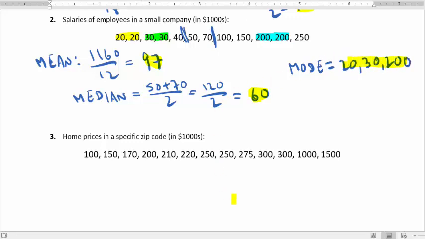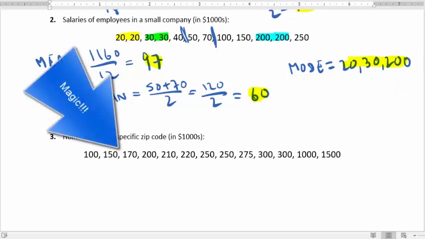All right. So in this case, I would probably say that maybe the mean is a pretty good measure of the center because all those salaries are pretty well spread out. So I would say 97 is probably a good number to use to represent the center. All right. And then the last one, you can practice that on your own, and I'll just show the answers in a second.